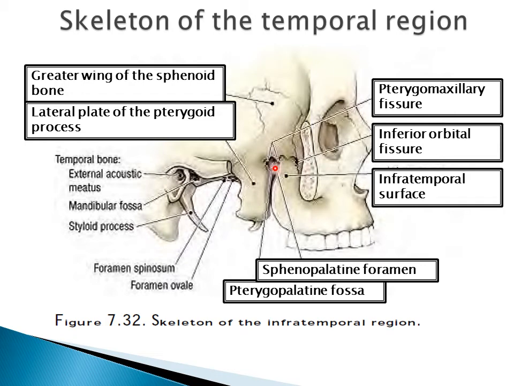the maxilla. The inferior orbital fissure, which is between the greater wing of the sphenoid bone and the maxilla. The infratemporal surface of the maxilla. And the sphenopalatine foramen and the pterygopalatine fossa.